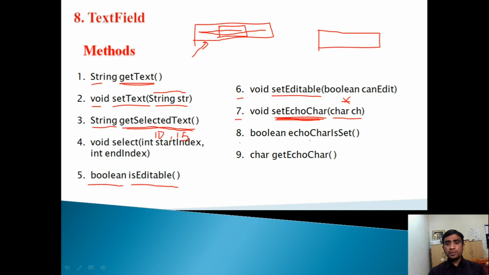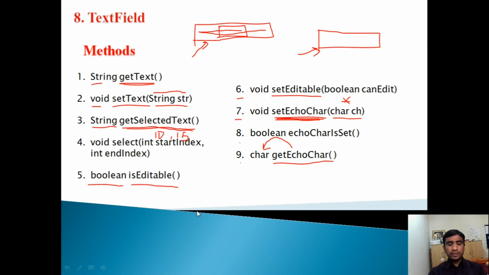Next method is boolean echoCharIsSet. If you set a particular echo character to this text field, then you can check whether this text field has a particular echo char set or not, true or false. The ninth method, getEchoChar, will check which echo character you have set to this text field and return it. So in this way you can create a text field and use these methods for the text field.